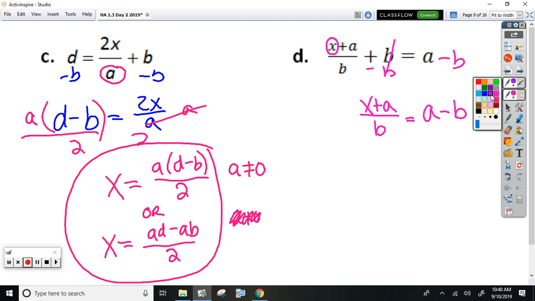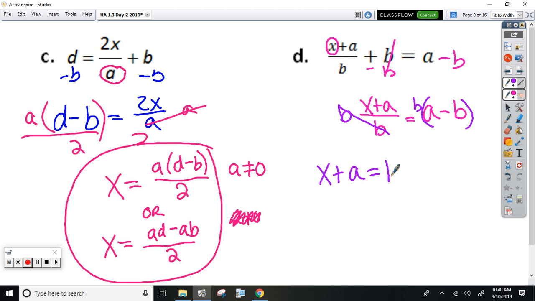What would I do next, Caleb? Multiply by b. Good. Group the other side since we have a binomial. And then it's up to you whether you want to leave it like it is now or distribute. Do you want me to distribute or do you want to leave it? Just leave it. Okay.